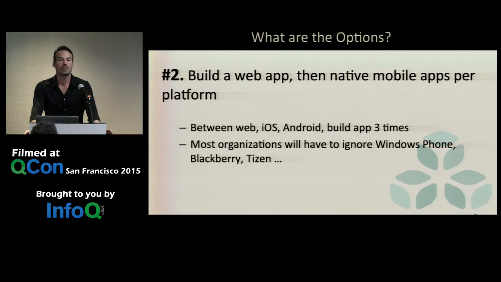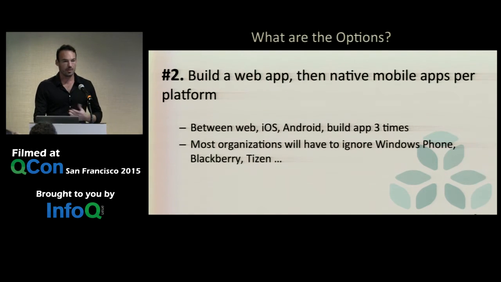Another option is you can build a web app for the desktop user interface, and then you can build native apps for the mobile user interface. Now here, depending on the number of platforms you feel like you need to support, you're going to end up building the application twice, 3 times, maybe 4 times.